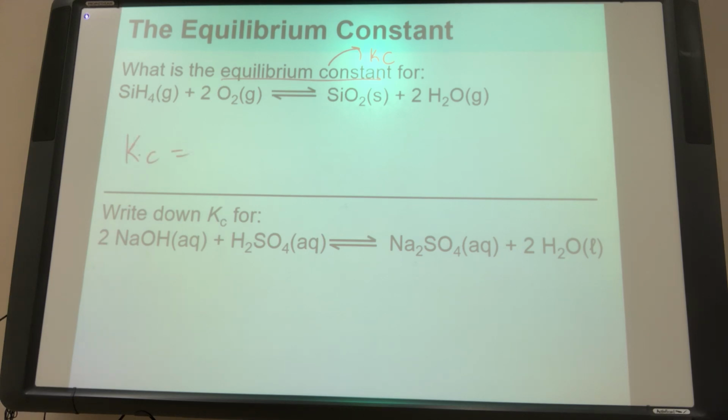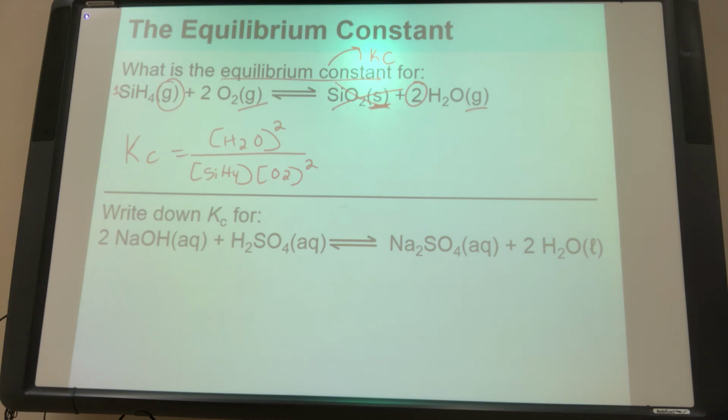Products over reactants. Here's my first product. It's a solid. If it's solid, no go. So then I look at the next one. It's a gas. Okay, I can write it H2O. There's a 2 here, which means it's squared. Next one, it's a gas. Okay, I can write it SiH4. There's a 1 here, so a 1 here. Next one, it's a gas. Okay, O2 squared. That's it. Solids are omitted, gases count.